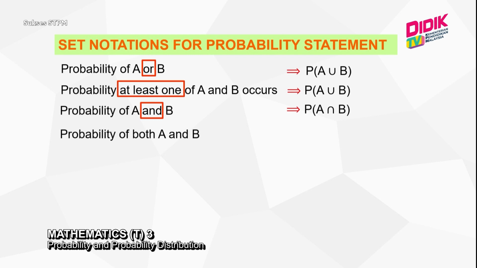Okay. Then probability of both A and B. So the key word here is both. So we get the same set notation: probability of A intersect with B.